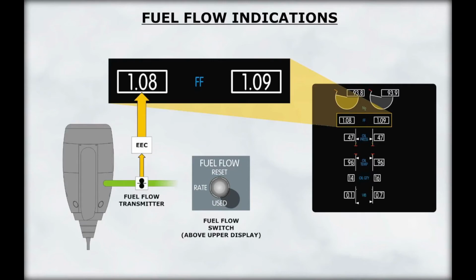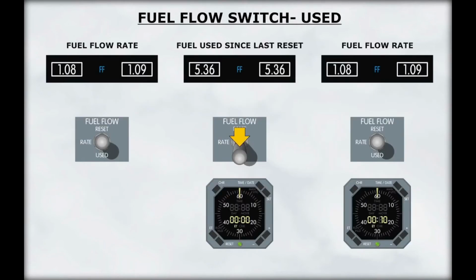Fuel flow is displayed in numerical format when the fuel flow switch is in the rate position. These digital displays show the present rate of fuel being used in pounds per hour times 1,000. When the fuel flow switch is in the used position, the fuel flow displays will indicate the amount of fuel used since the last reset. The value is displayed for 10 seconds on both fuel flow indicators, after which it reverts back to the fuel flow rate.